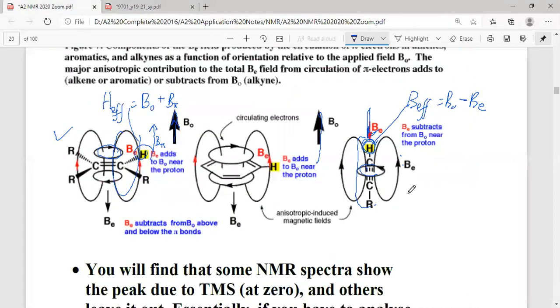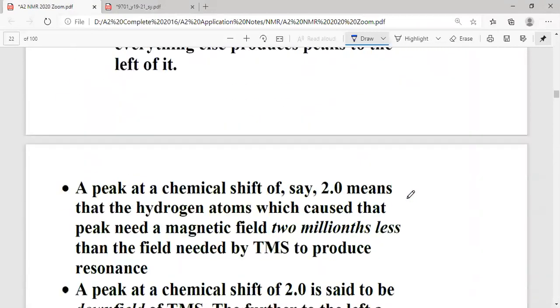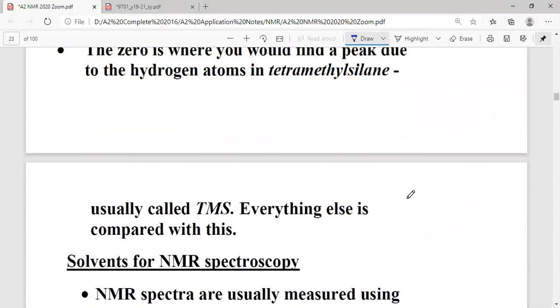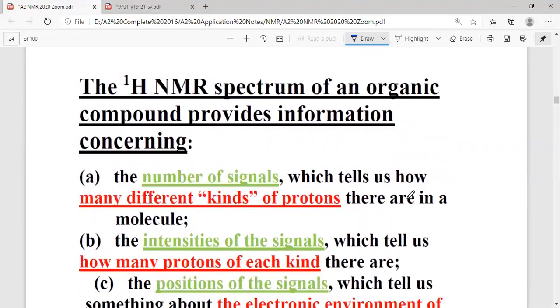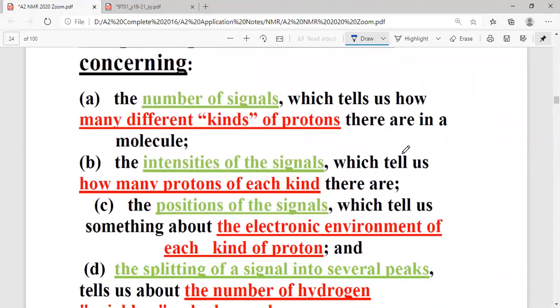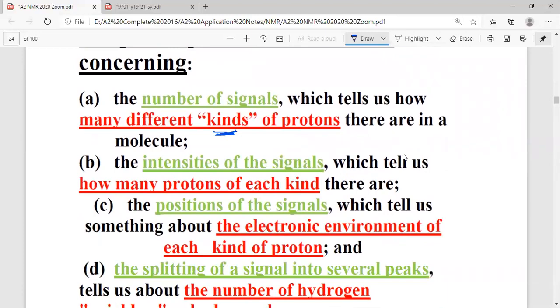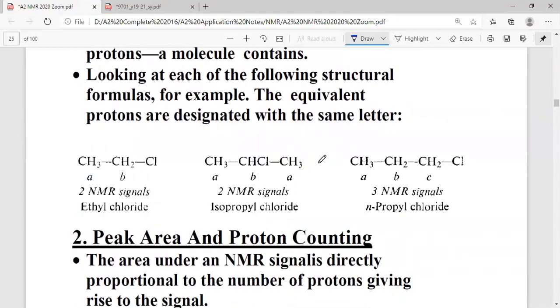You go back and listen again and then look at these examples. Now you can see examples here. I'm going to go straight here. Remember, the NMR spectrum gives you a few pieces of information. The first thing, of course, is the number of signals, the kinds of protons, the types of protons. For example, let's look at this first. Now this one here.